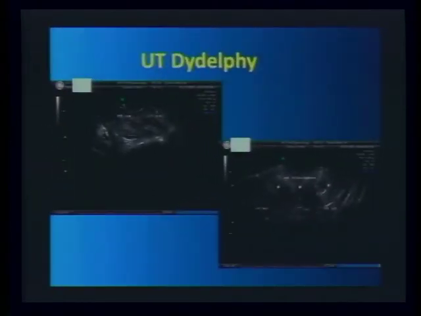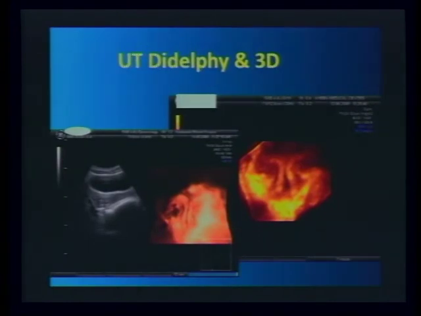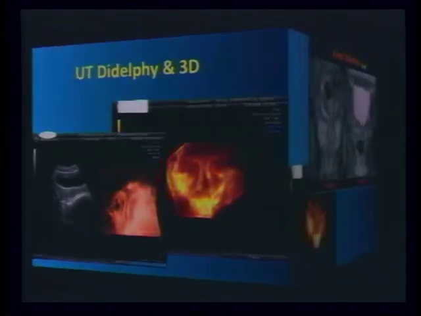What about uterine didelphys? In 2-dimensional, you can suspect it by showing two different cervixes and two uterine cavities, two uterine cornua, very apart from each other. But you don't have to guess by using three-dimensional ultrasound. You can perfectly well see the two different separated uteri.